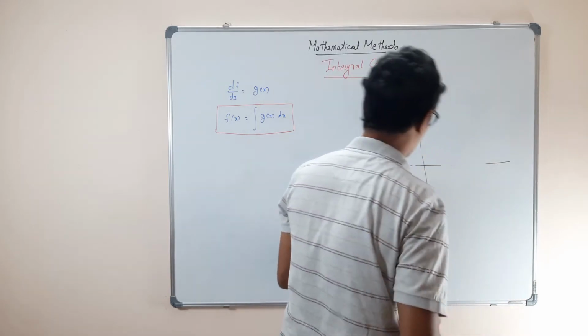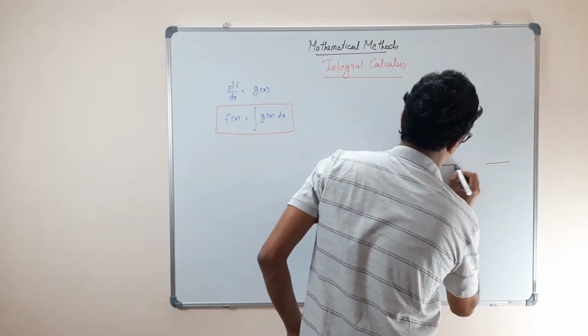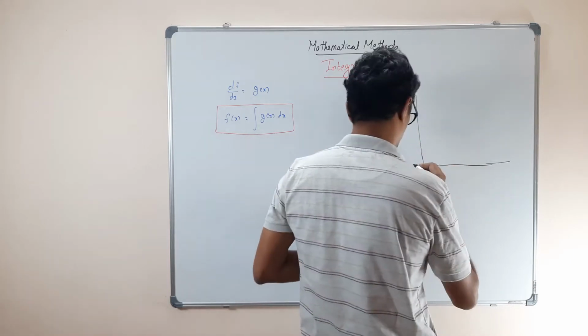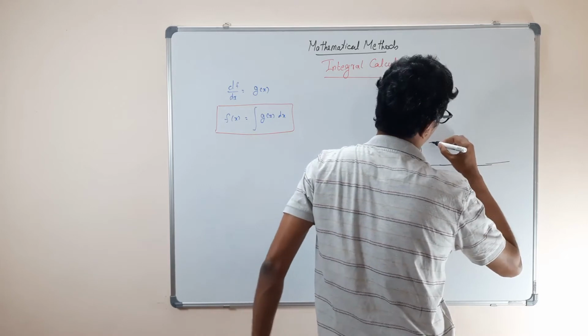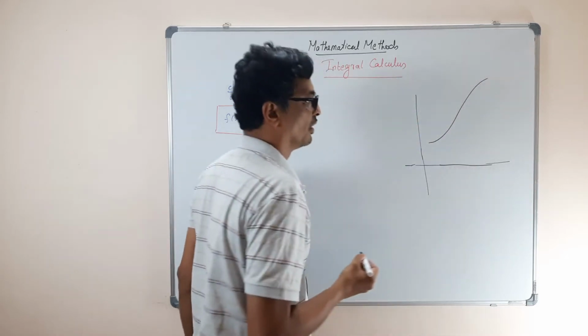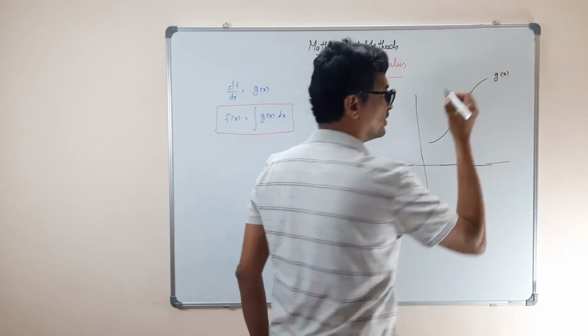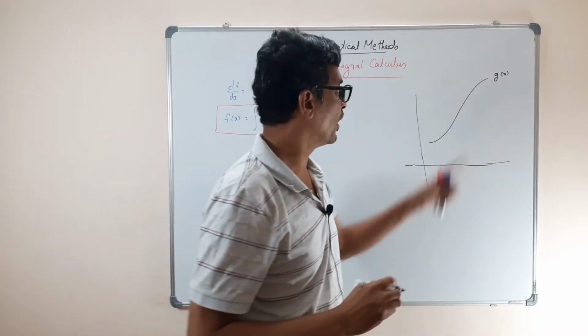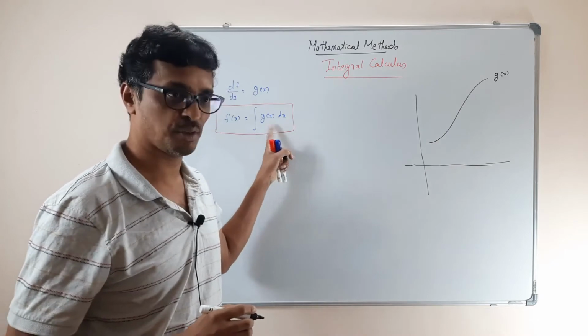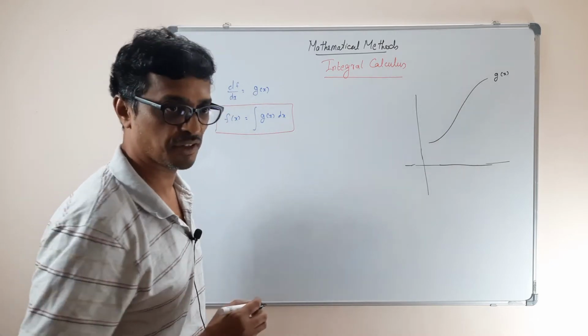So what you are going to give is, I am going to give a curve which is not going to be a straight line, maybe something like this. And I am going to call it g of x. Okay, I am writing g of x so that you can compare with this one.